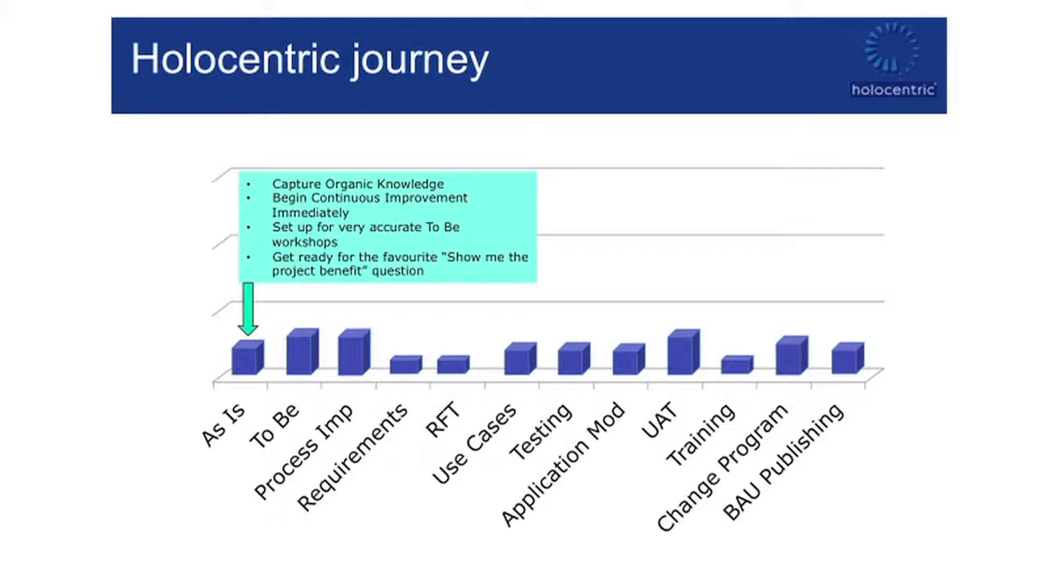We then run our analysis program, our analysis engine, against the as-is model and highlight quickly and automatically a large proportion of the process inefficiencies, which prepares you for very, very accurate and quick to-be workshops. Finally, the favourite question of company executives, particularly of project leadership: show me the benefits.